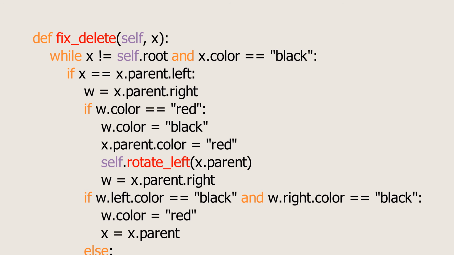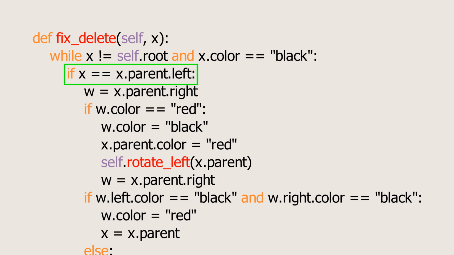Now, let's go through the fix-delete function. This function takes x, the node that replaced the deleted node, as input, and it ensures that the red-black tree properties are restored. The function runs inside a while loop that continues as long as x is not the root and x is black. The loop stops when the node reaches the root or the issue is resolved.